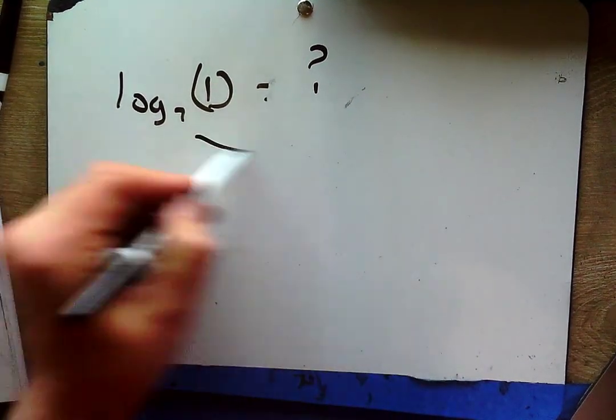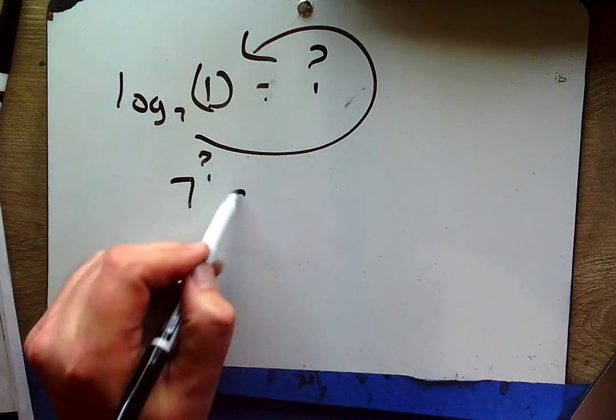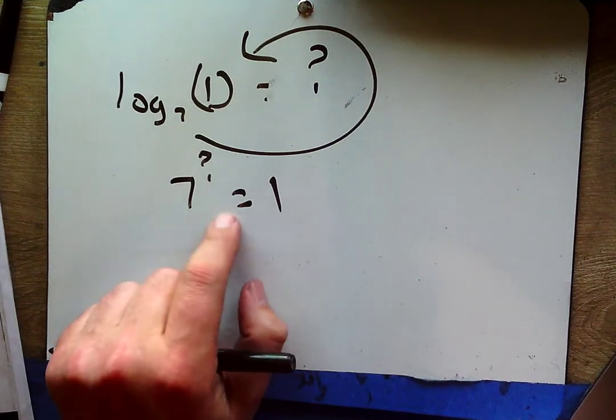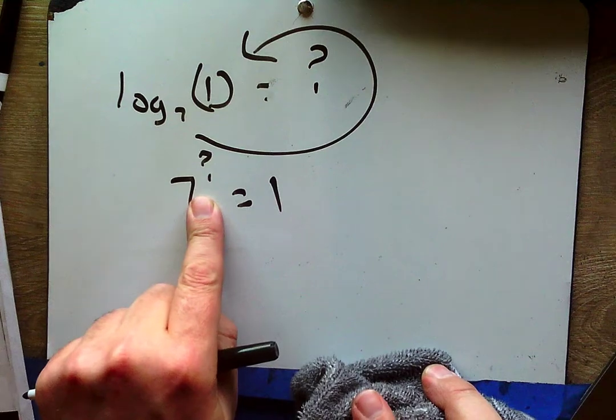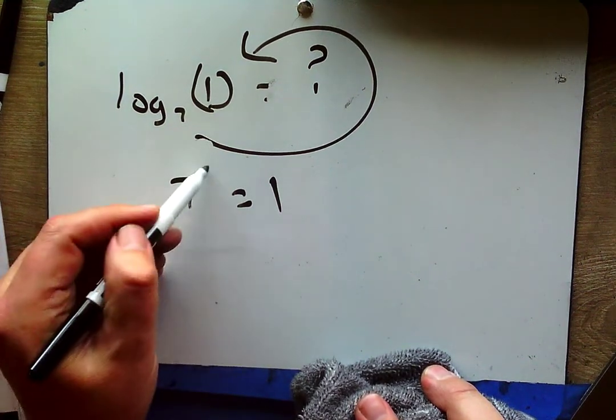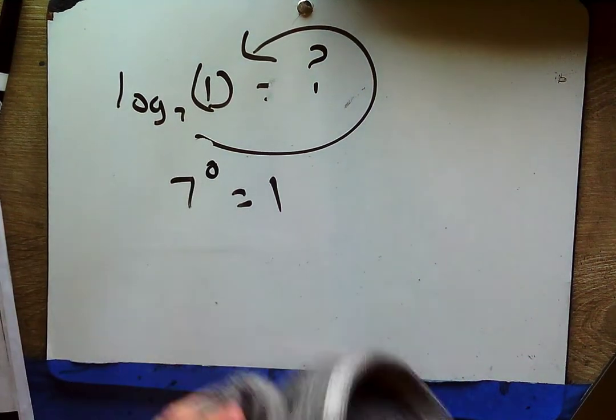You could, of course, scorpion tail this. 7 to the question mark equals 1. I've seen a lot of students get stuck here, though. They can't think of a power to use, even though they know that if I raise something to the 0 power, that's going to be 1.